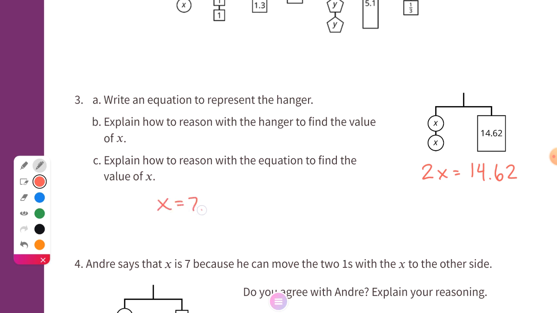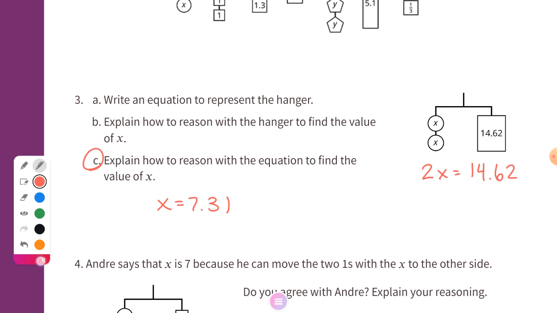X equals 7.31. It did ask for it on C, but I told someone they didn't have to do C. So if you did it, fine. If not, it's the same thing. Someone came in and asked about it because they had it all up on B.